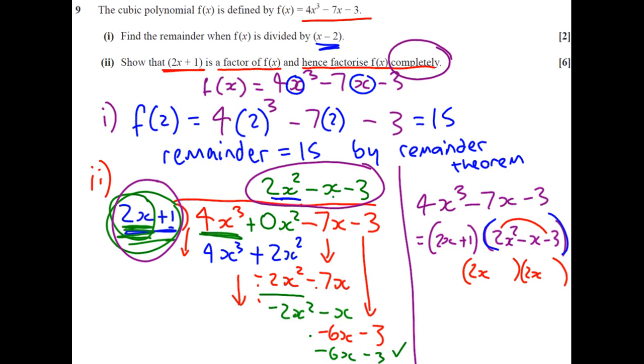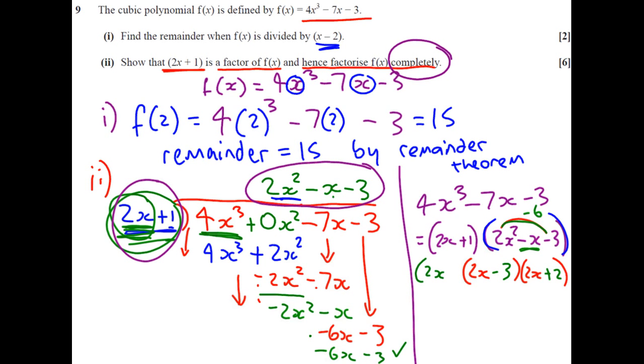Okay. So what I do is I put 2x in both brackets. And I think, what multiplies to make 2 times minus 3, which is minus 6, and adds to make minus 1, the coefficient of minus x. So the two numbers are going to be minus 3 and plus 2.